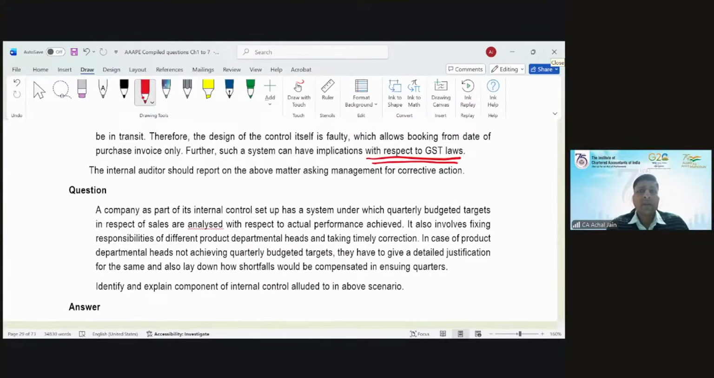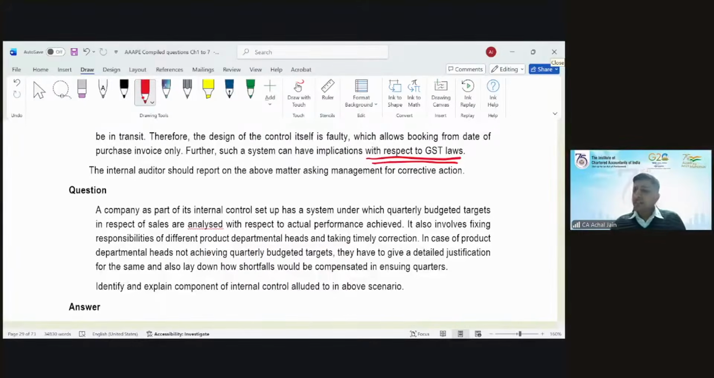Only then you will be able to understand the reasons for variance and whether the budgets were really appropriate or maybe the budgets were faulty to begin with. And in this particular analysis, there will also be a laying down of how the shortfalls would be compensated. Suppose there's a shortfall, should we catch up in the next quarters in respect of that shortfall, or will that catch up not be possible? Identify and explain the component of internal control alluded to in the above scenario.